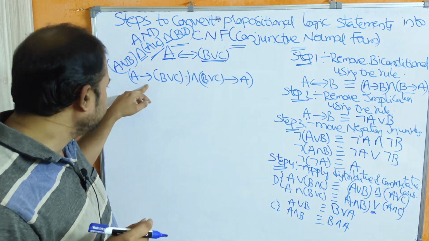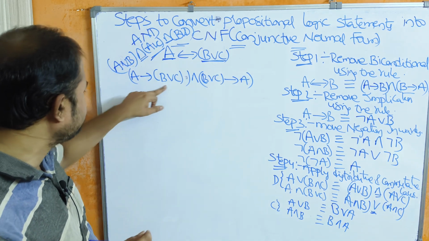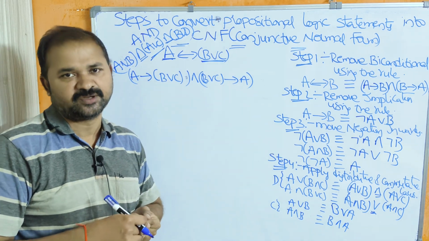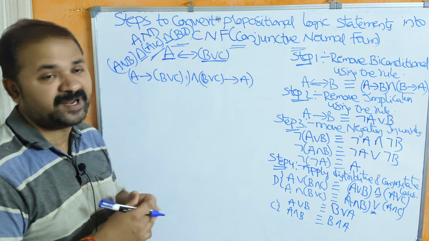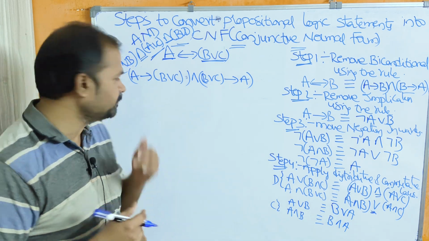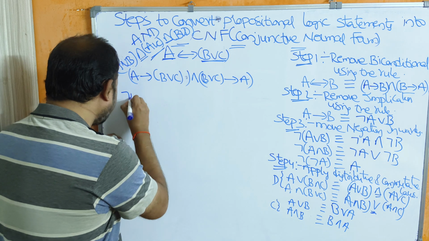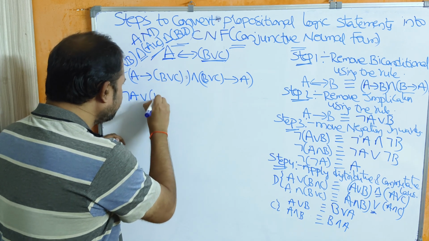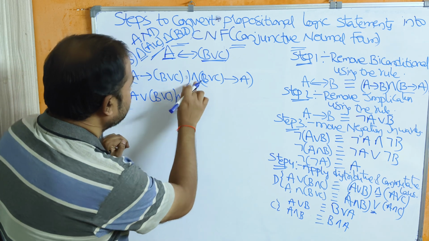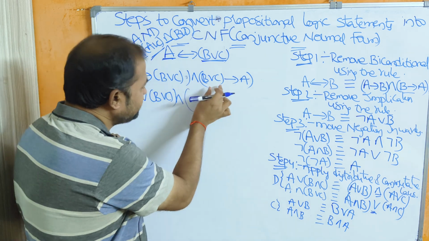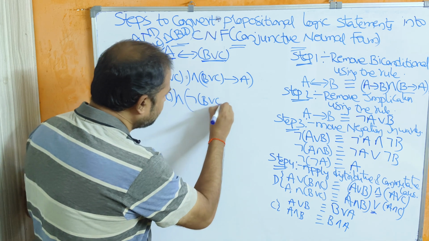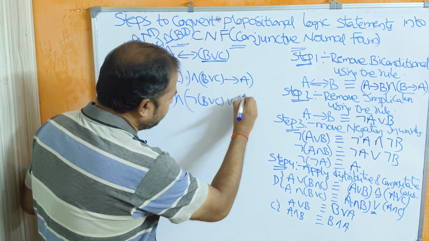Next, this statement contains implication, and this statement also contains implication. So in order to remove this implication, we have a formula: A implies B is equal to negation A or B. So negation A or, what is B here? B or C. And here we have and. Next here, this is A, this is B. So negation B or A.